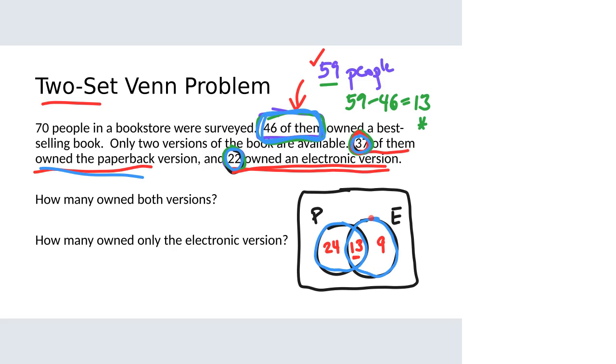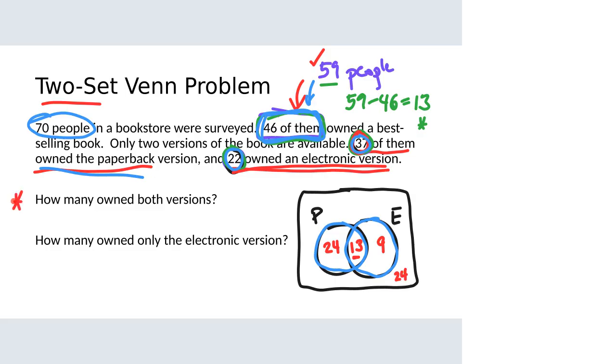I still need region 4, and there are 70 people in the bookstore. 46 of them own the book. So the people who aren't on my diagram yet, they just don't own the book. They're in the store, they don't own the book, and that's what 24 people go out here to get up to 70.